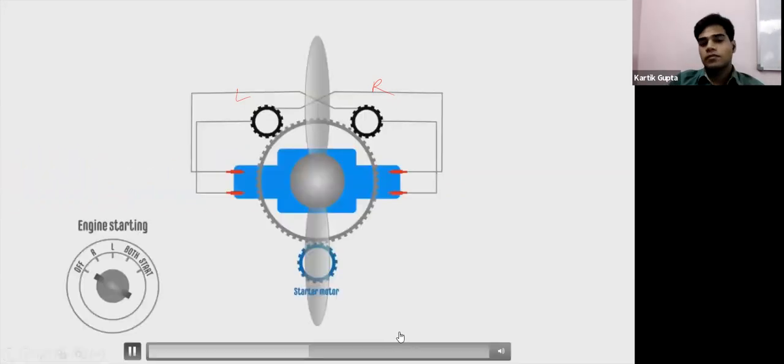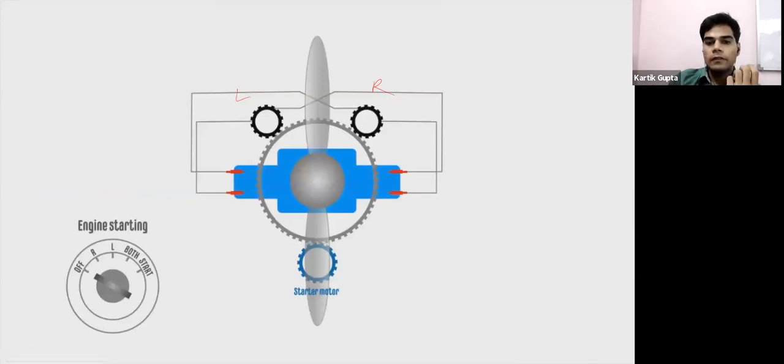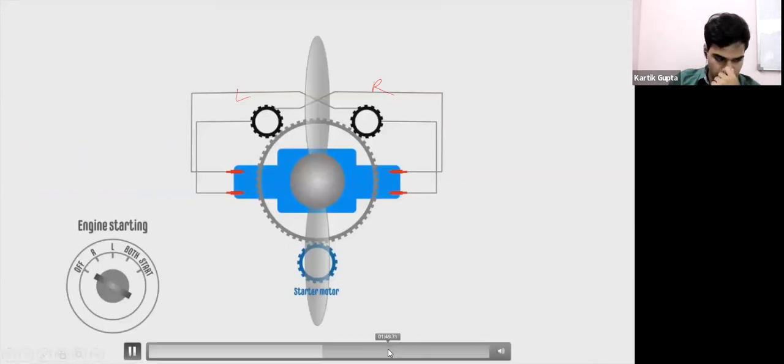Back to the engine. Impulse coupling is a device that is used to intensify the ignition spark at slow engine speeds to assist with engine starting. It's built into the magneto and it's designed to provide a short and sudden acceleration of the motor.